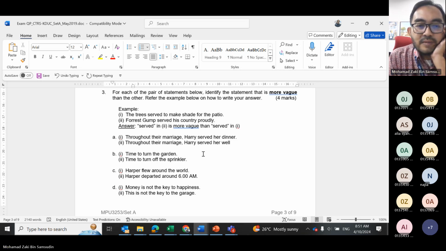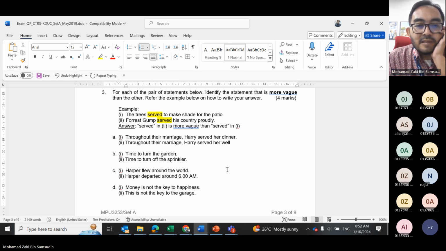So dia ada perkataan yang sama digunakan dalam dua ayat. Tetapi kita nak tengok dari segi penggunaan perkataan, ayat pertama dan ayat yang kedua, yang mana yang lebih tak jelas maksudnya. Okay. The tree served to make shade for the patio. Forrest Gump served his country proudly. Served, so answer served in two is more vague than served in one.